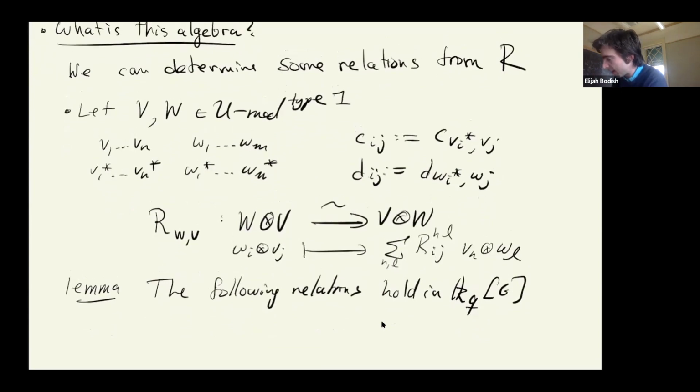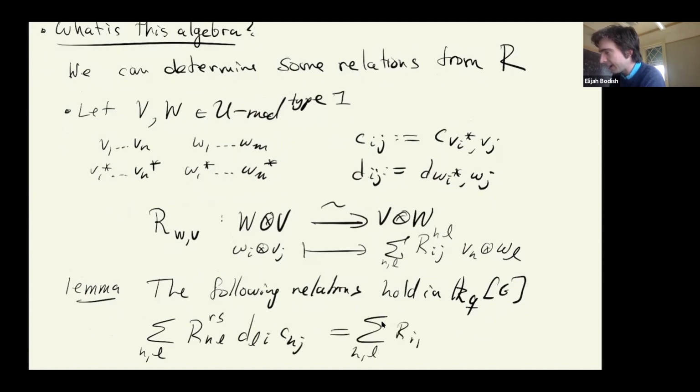On the left-hand side, I have a sum of R_{hl,rs} d_{li} c_{hj}, and on the right-hand side, I have a sum over h, l of R_{ij,hl} c_{rh} d_{sl}.